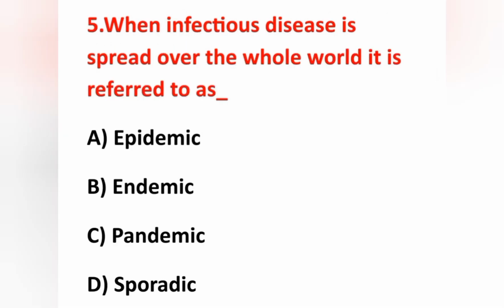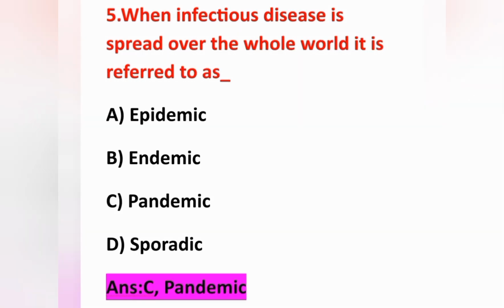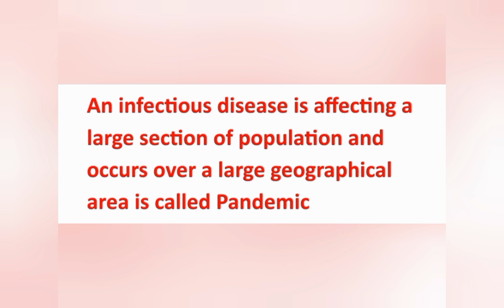Fifth question, when an infectious disease is spread over the whole world, it is referred to as. Options are option A epidemic, option B endemic, option C pandemic, option D sporadic. Your question is, when a disease is spreading over the whole world, it is called option C pandemic, which is the correct answer. Pandemic means an epidemic or infectious disease affecting a large section of the population and occurring over a large geographical area. That is, the whole entire world is called a pandemic.